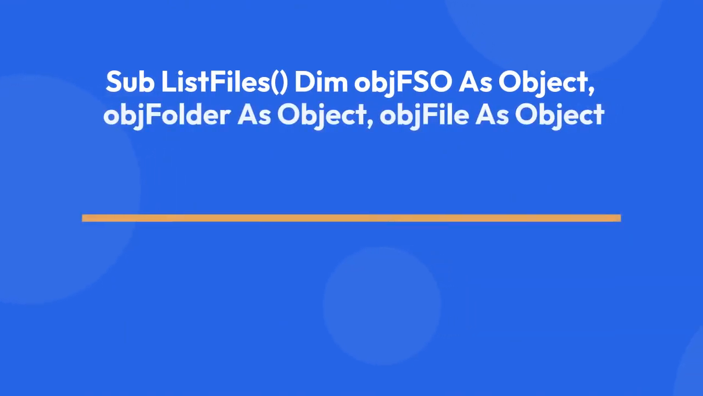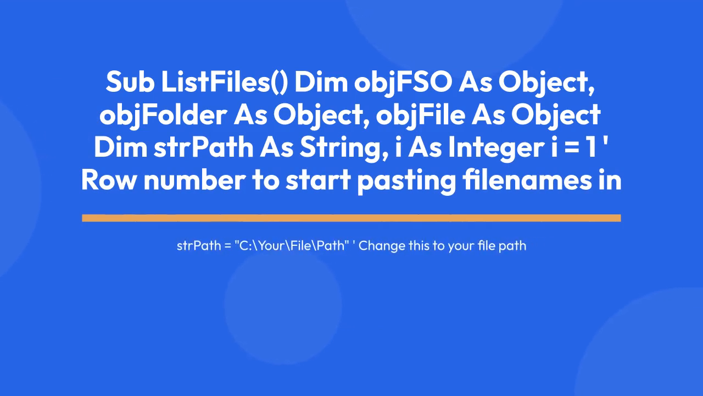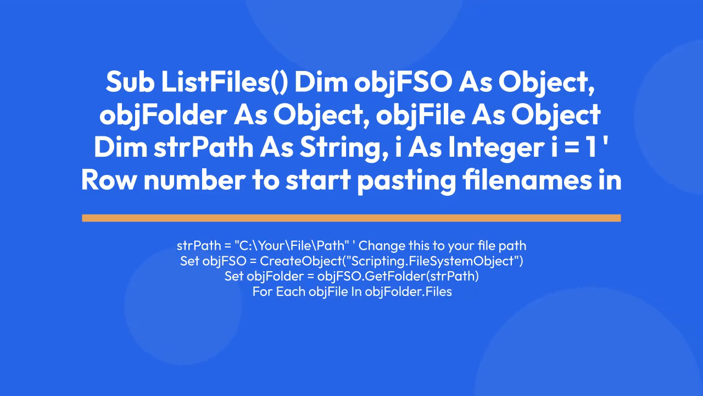Sub ListFiles(). Dim objFSO As Object, objFolder As Object, objFile As Object. Dim StartPath As String. Dim i As Integer. i = 1, the row number to start pasting file names in. StartPath = "C:\your file path". Change this to your file path.